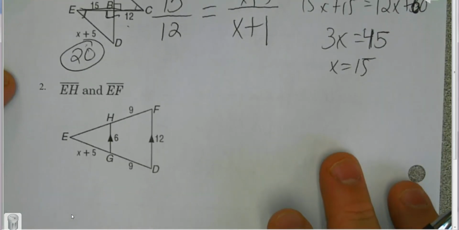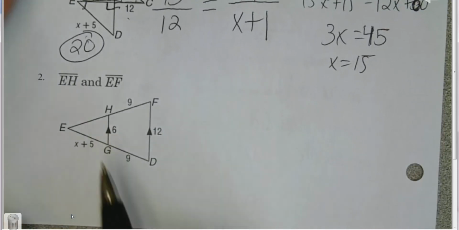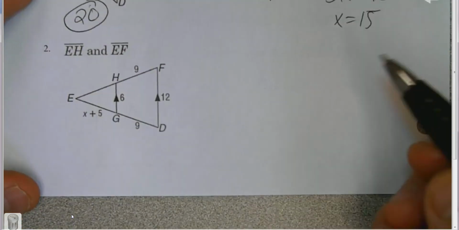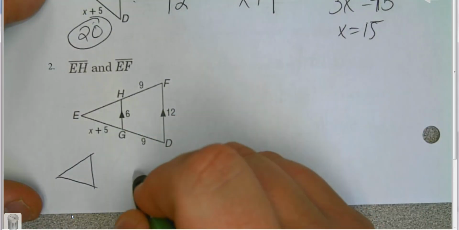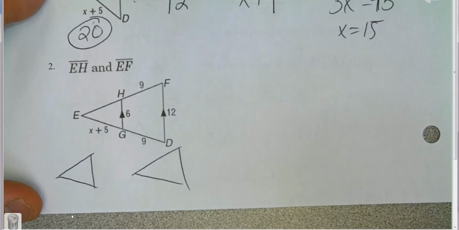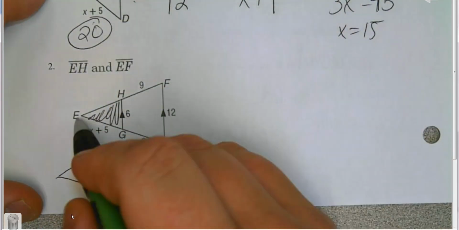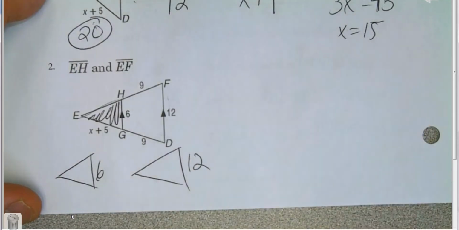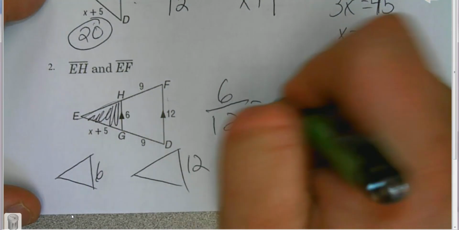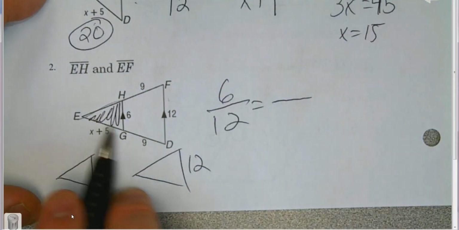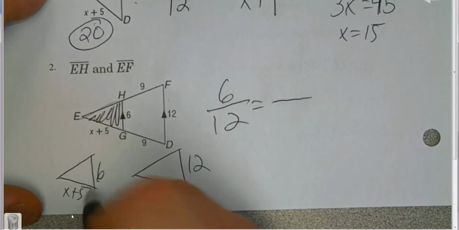Where it gets a little bit more difficult is when we have two triangles that are part of one another. And so a lot of times to handle this, we have to draw a picture that's separate from the big picture. So this little triangle in here has a base of 6. The big triangle has a base of 12. There is our base ratio, 6 to 12. In order to solve for x, we have to compare this side to the whole side. Well, this side is x plus 5.